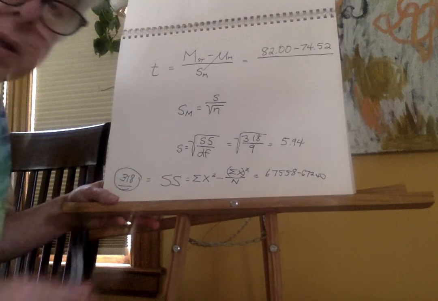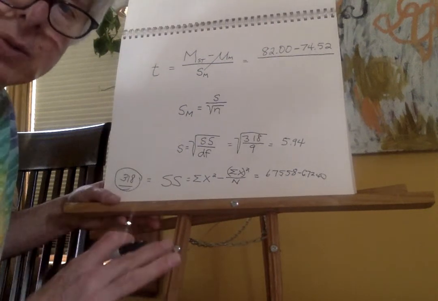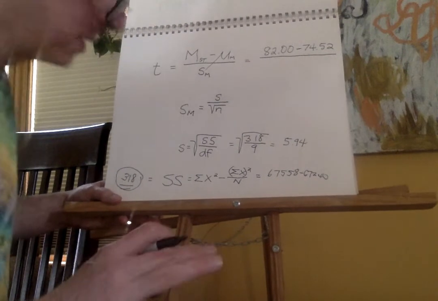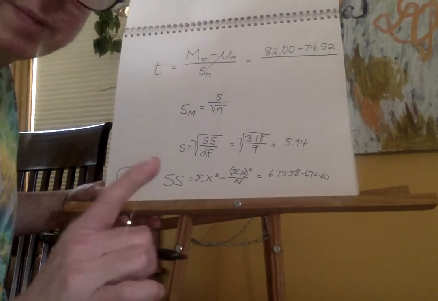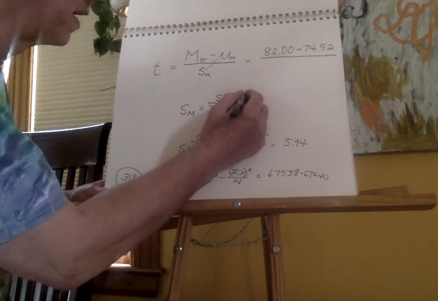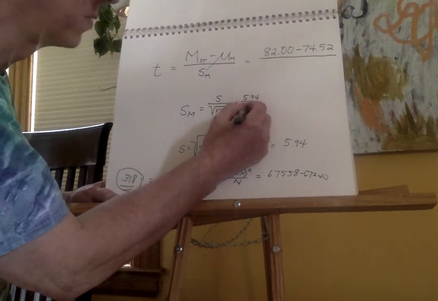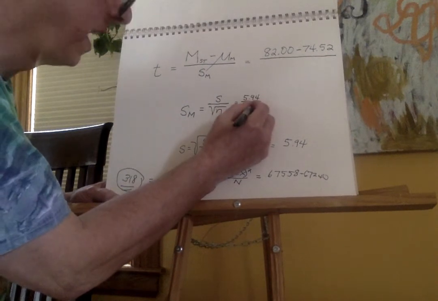I'm going to talk about what these numbers represent conceptually in a minute. Once I have this S, then I can go up here and say 5.94 divided by the square root of 10.